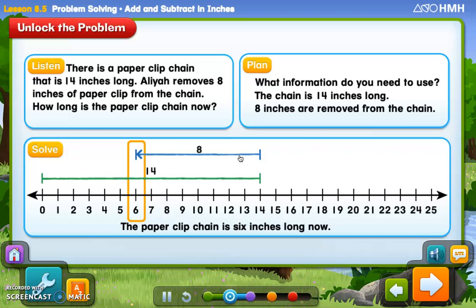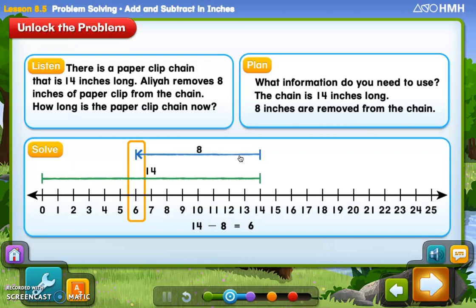Now the model for the paperclip chain goes from 0 to 6. It is 6 spaces long. That means the paperclip chain is 6 inches long now. The problem is solved. 14 minus 8 is equal to 6. The missing number is 6. 6 inches is the length of the paperclip chain now.